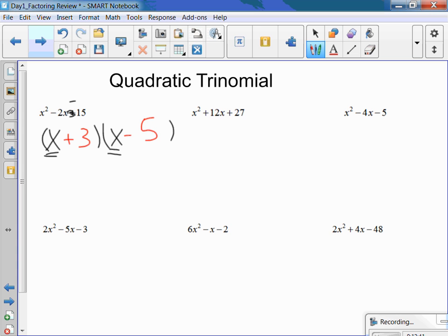Once again, we can check our answer and FOIL it out. If I FOIL this out, I'm going to wind up with an x squared minus 2x minus 15. Over here, let's try the trial method again.